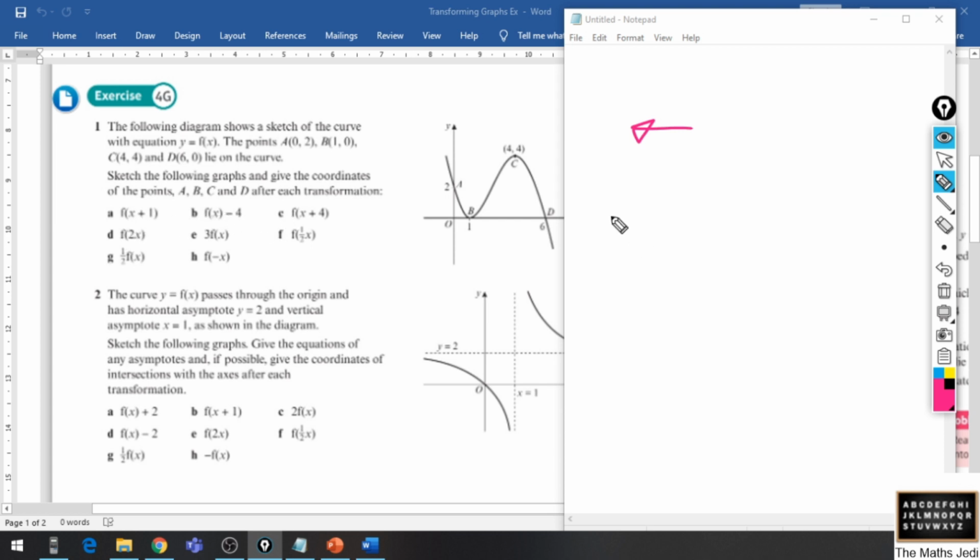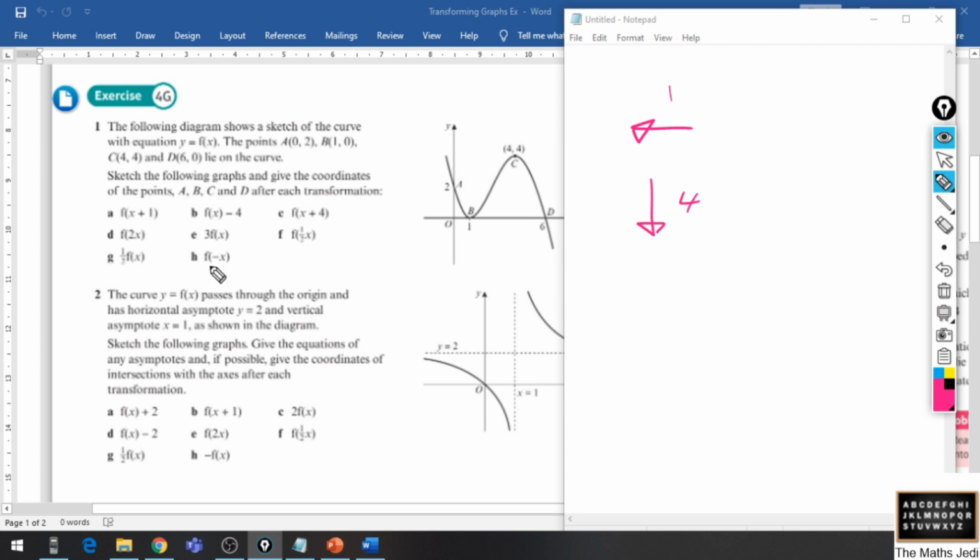Next, f of x minus 4. That's going to move everything down by 4. So the last one was one place to the left, and this is 4 places down. And so again, things like C, 4, 4 before, will be 4, 0, with everything moved down 4.